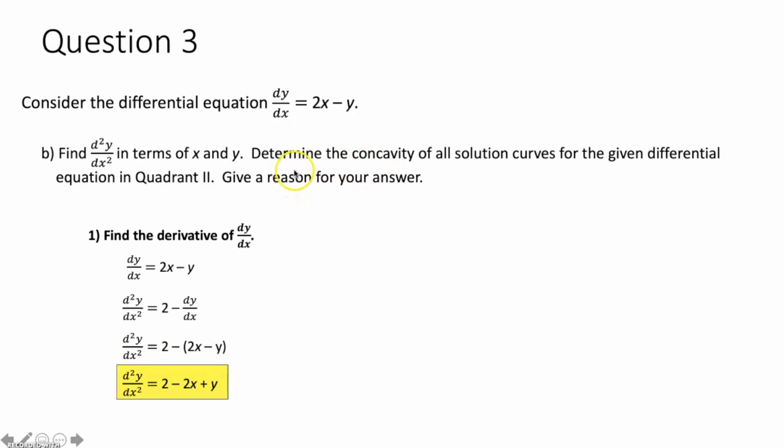Now we can move on to the next part of the question that wants us to determine the concavity of all solution curves in quadrant 2. So how do we do that? Well, this question is just testing your reasoning skills. Do you know what happens in quadrant 2? Yes, in quadrant 2, we know all the x values are negative and all the y values are positive. So how does that affect your second derivative? Well, if I were to plug in a negative x value here, -2 times that negative would become positive, right? So it would be 2 plus something plus y, which we know is also positive, meaning there's no combination of x and y in quadrant 2 that you could plug in and get a negative second derivative. It would always have to be positive.